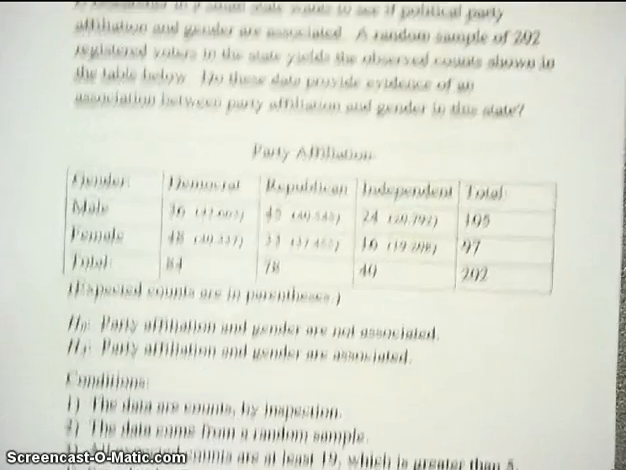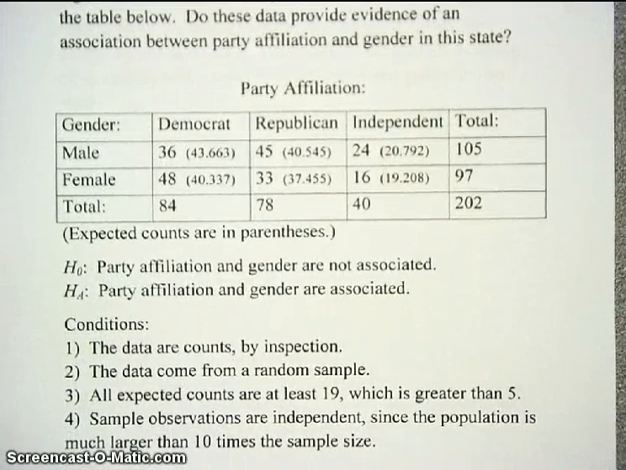The conditions are the data are counts by inspection. The data come from a random sample as stated in the problem. The expected counts are all at least 19, which is greater than 5, and the sample observations are independent since the population is much larger than 10 times the sample size.